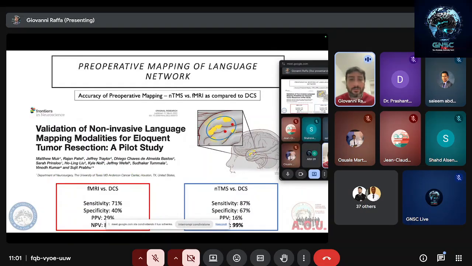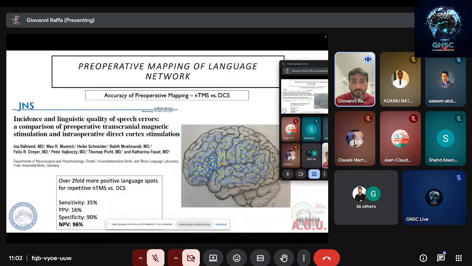This is another study from the MD Anderson Cancer Center showing that the language mapping using NTMS is more accurate than functional MRI as compared to the gold standard direct cortical stimulation. And again, the negative predictive value is very, very high. This is another study from my colleagues and friends from Berlin, where they found again that the NTMS language mapping has a very high negative predictive value.